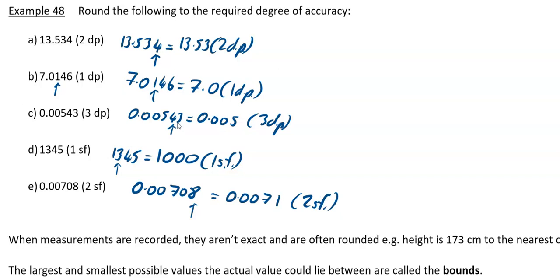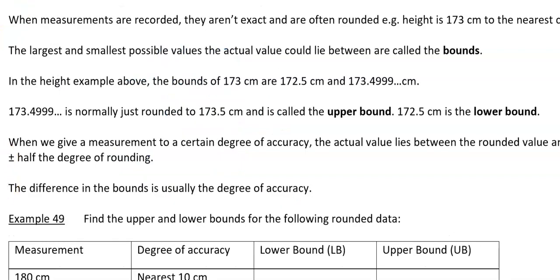Just to talk about this one again, my first significant figure is the first non-zero number that I come to, and again you need these zeros because they give you the place value of this 7 and the place value of this 1. Okay.